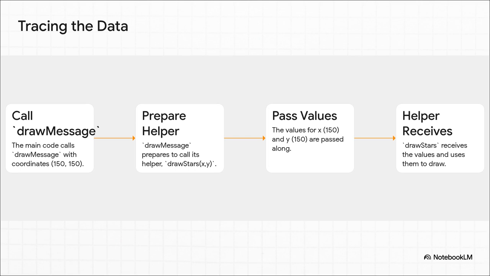Let's just trace how that information flows, okay? It starts when our main code calls drawMessage, and it hands it the coordinates 150, 150. drawMessage does its thing, and then, when it's time, it passes those exact same coordinates down the line to drawStars. The instructions just flow from the manager to the specialist. It's a perfect little chain of command.